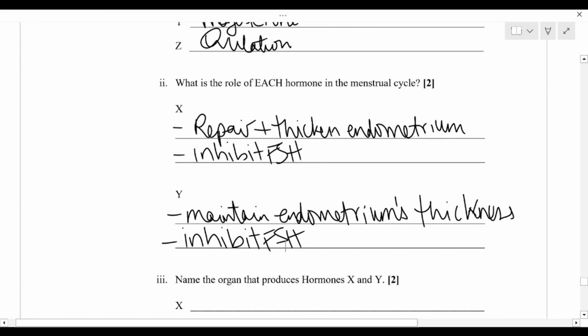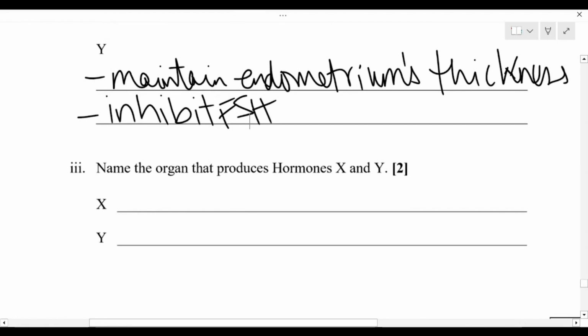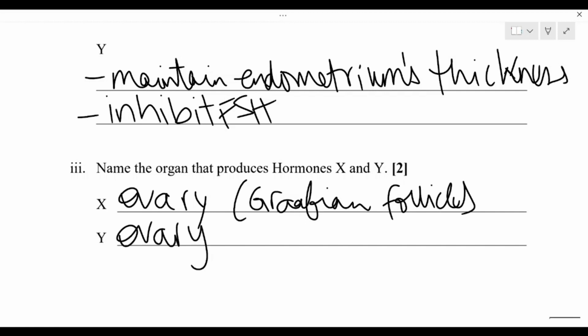Next, name the organ that produces hormone X and Y. X is estrogen, which is produced by the ovary. Specifically, it's produced by the Graafian follicle. Y is progesterone, also produced in the ovary, but specifically the corpus luteum. However, it does ask for the organ, so ovary should be fine.